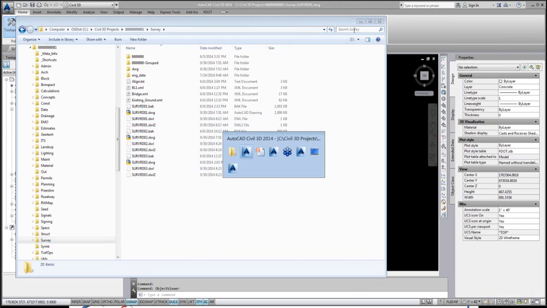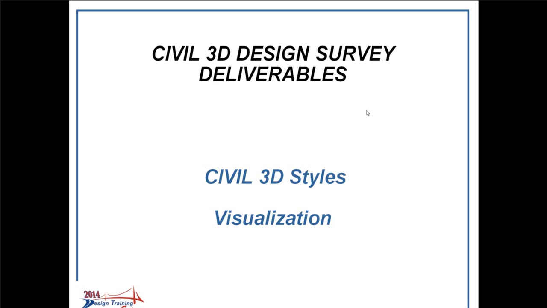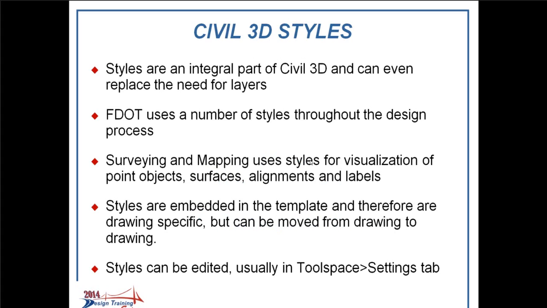So let me go back to PowerPoint and then talk a little bit about Civil 3D styles and visualization. So styles are a part of Civil 3D, and they can even replace the need for layers. FDOT uses a number of styles throughout the design process, and Surveying and Mapping uses a few of these styles. We use them for visualization of point objects, surfaces, alignments, and labels. And the styles are embedded in the template itself, and so therefore they're drawing specific.